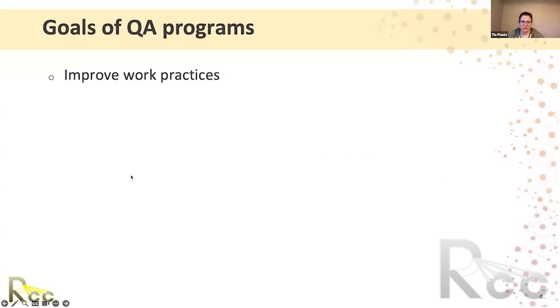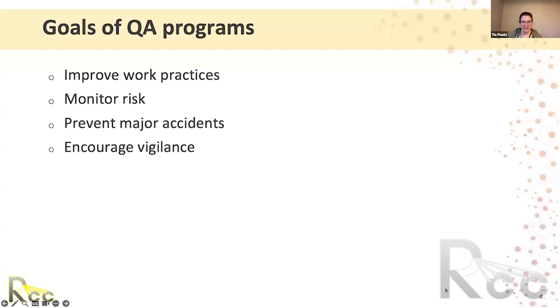There are several goals of QA programs, the first of which is to improve your work practices, to monitor risk and the things that might lead to incidents in your clinic, to prevent major accidents from occurring, to encourage vigilance among all staff members in the clinic, and to practice incident learning. We'll talk a little more about what that means later.